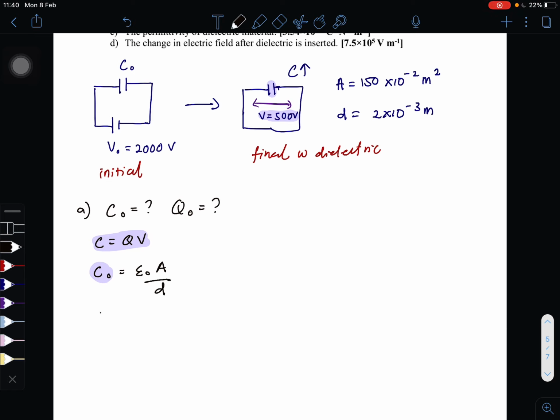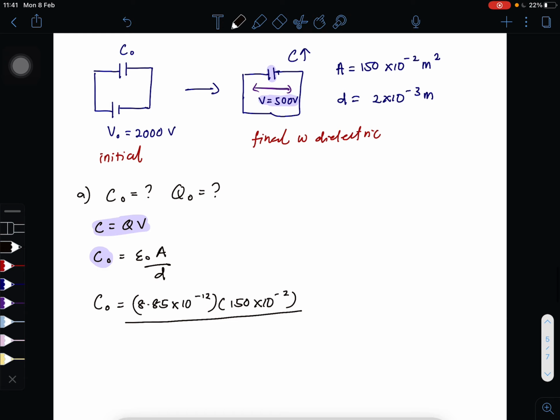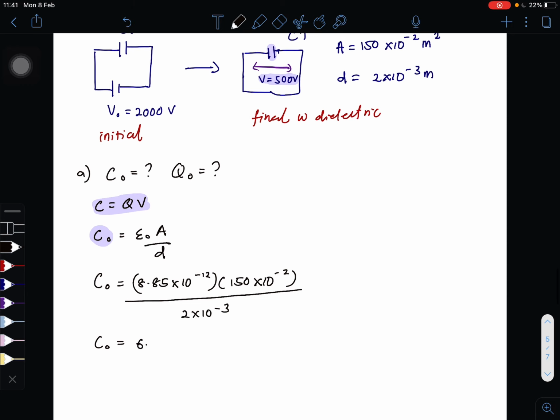Okay, using this formula, C0 adalah the initial one. So E0 adalah epsilon, permittivity of free space, constant 8.85 exponent negatif 12 darab dengan the area 150 exponent negative 2 and divided by the distance, which is 2 exponent negative 3. So akan dapat the initial capacitance, which is equal to 6.64 exponent negative 11 farad.